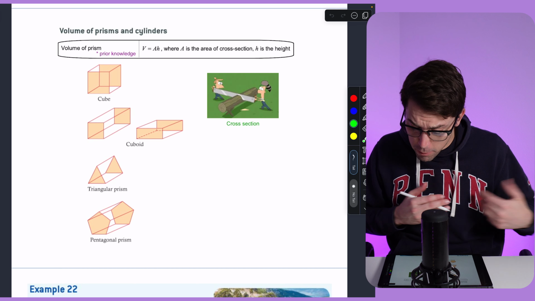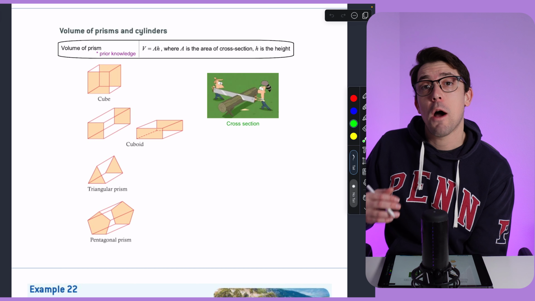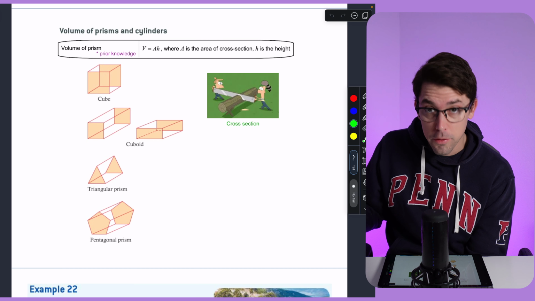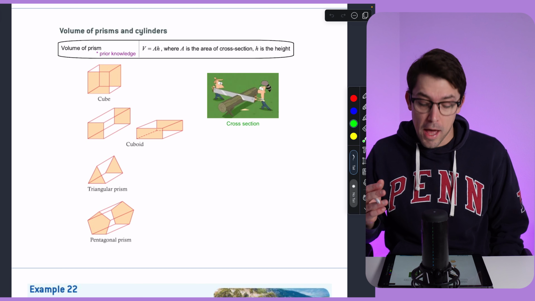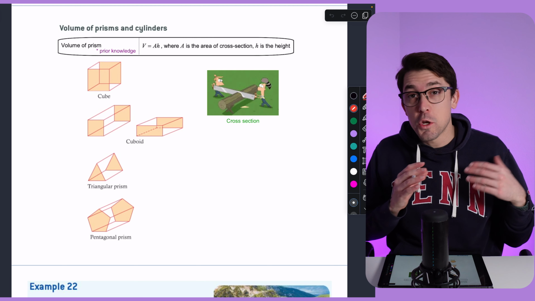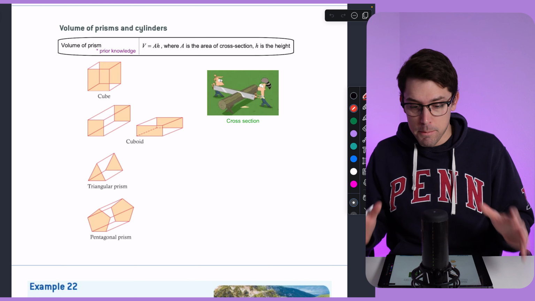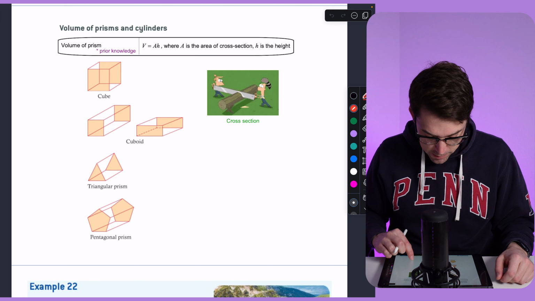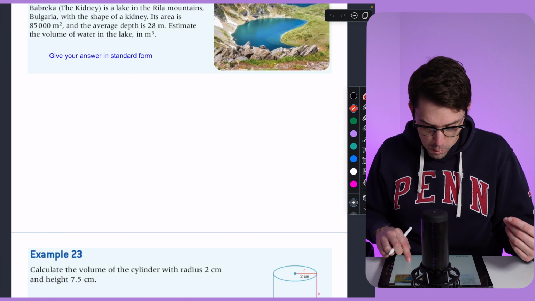But if you take the area of whatever that shape is and you multiply how high or how tall this shape happens to be, you will have your volume. That is going to give us a cubic measurement. And let's go ahead and take a look at a really straightforward problem.